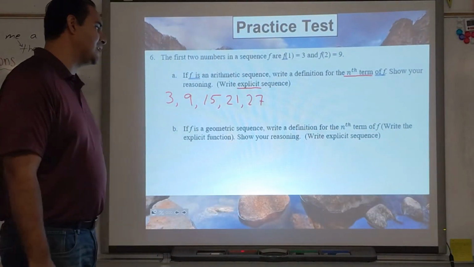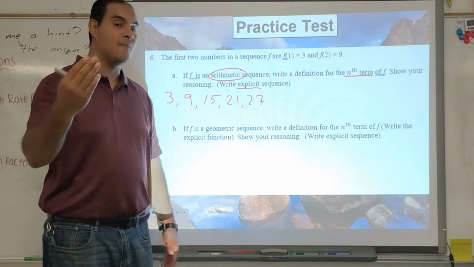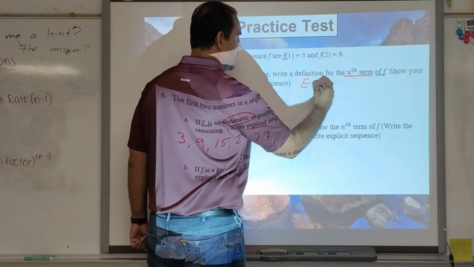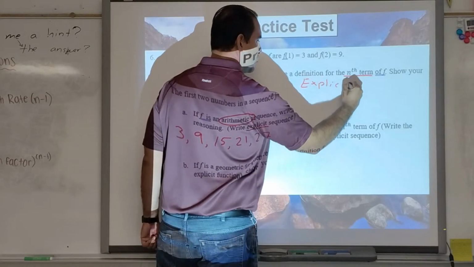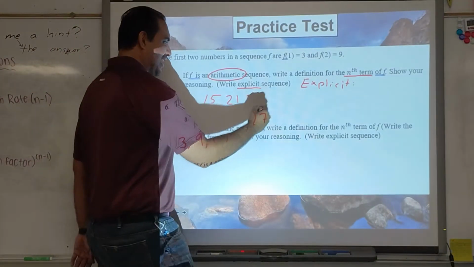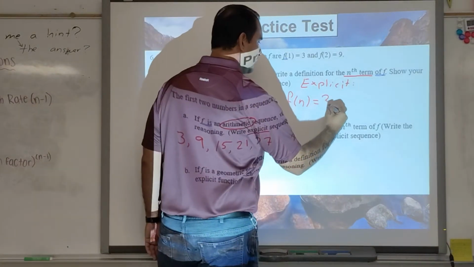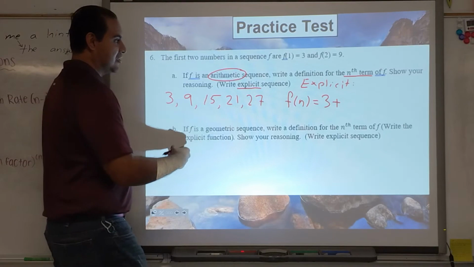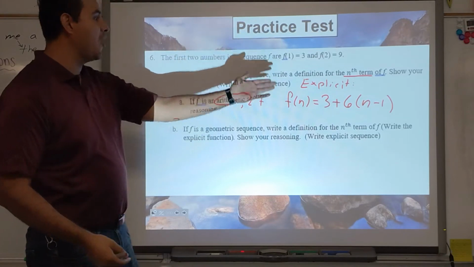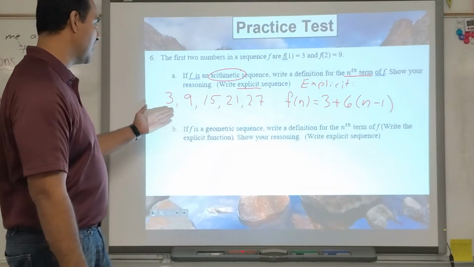We're being asked to write an explicit sequence for this arithmetic situation. So we have to look up our formula for an arithmetic sequence explicitly. In that case, the explicit form is f of n is equal to first term plus growth rate times n minus 1. So in this case, I'm going to write f of n is equal to first term, which is 3, plus growth rate, we're adding 6 every time, times n minus 1. Okay, that's the function that if I plug in a 1, 2, 3, 4, 5 into that function, we will end up with our arithmetic sequence that we have here.